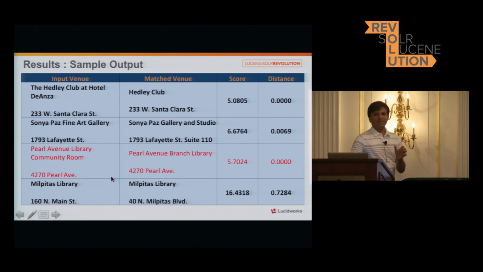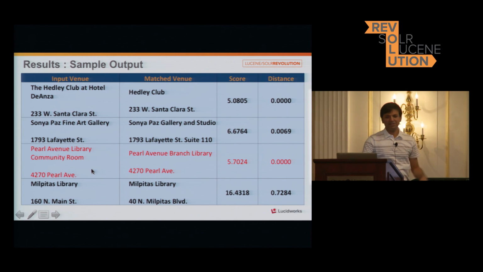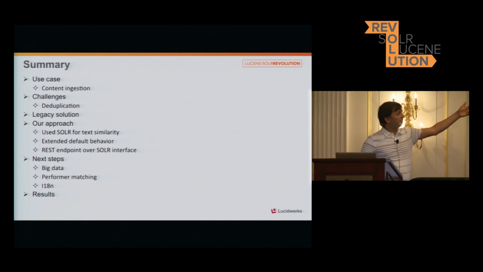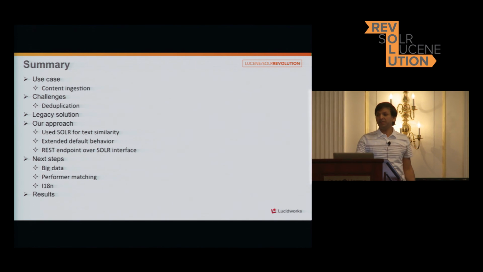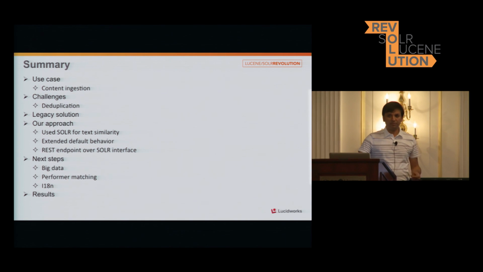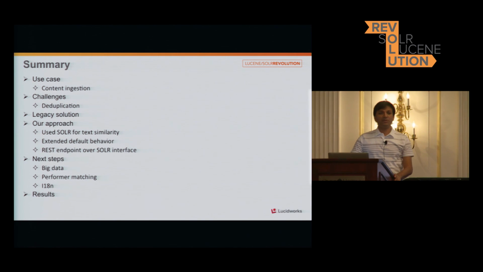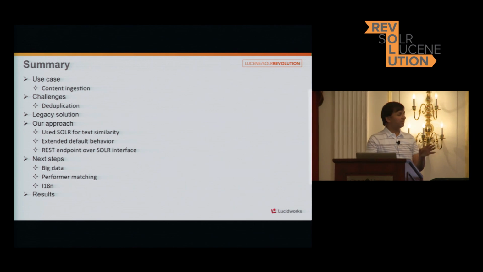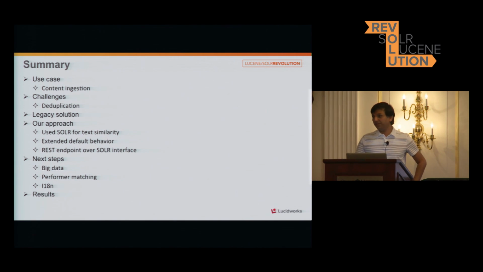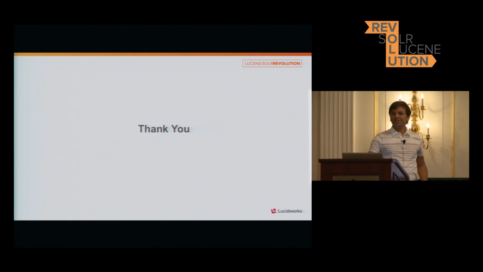These slides will be shared with everyone, so feel free to look at the rest of them. This is my summary slide. I described the content ingestion use case flow and the challenges we faced with deduplication, and we went into the details of how the legacy system was built and how we approached solving this problem. The next step we are thinking about is how to leverage big data for our batch processing. Right now our data size is not too heavy, so that's why we are not going towards big data. Next, we are implementing the performer matching service. Then we also have to implement deduplication for international data. And we also discussed the results slide.